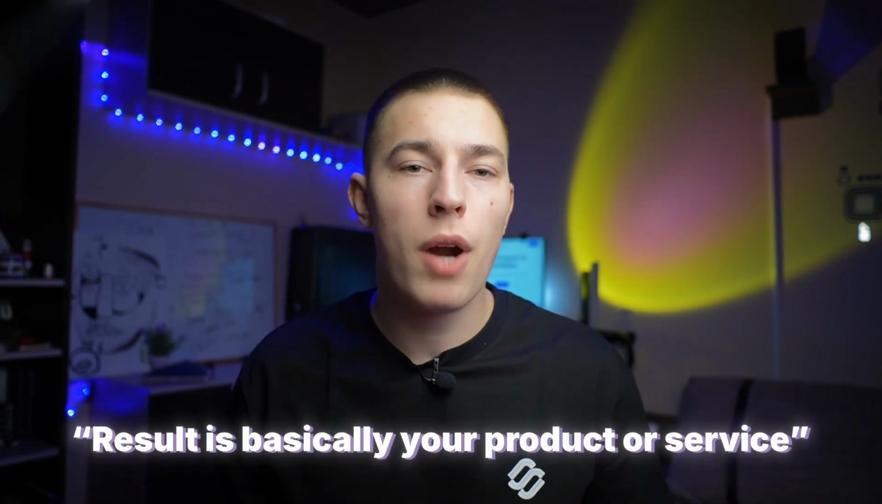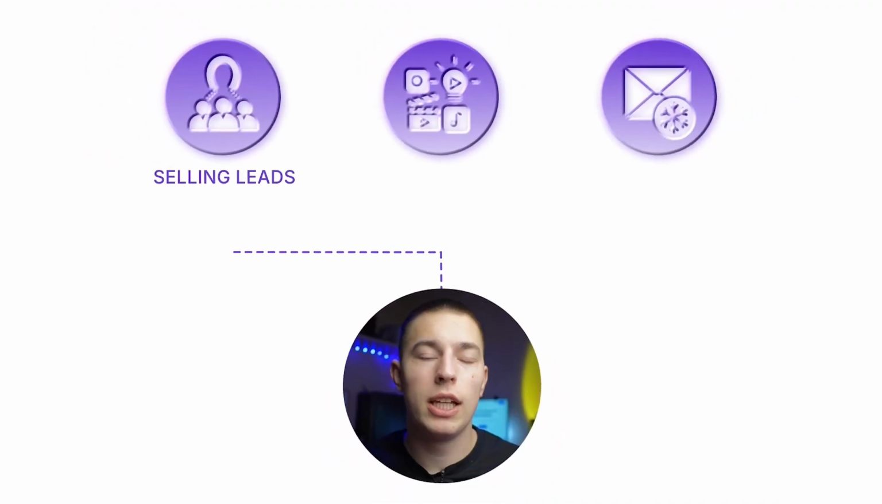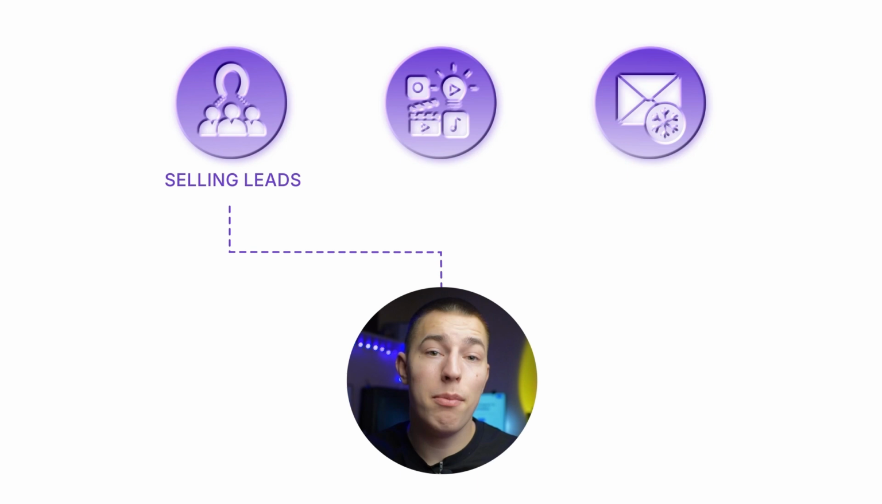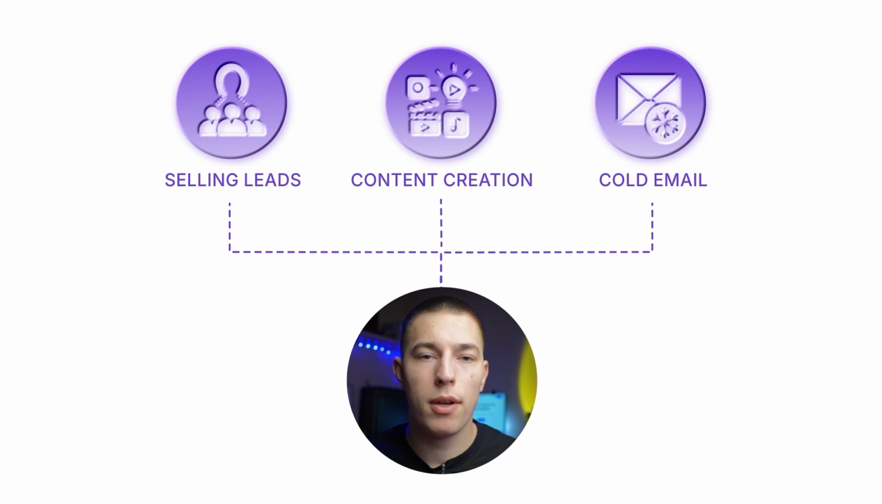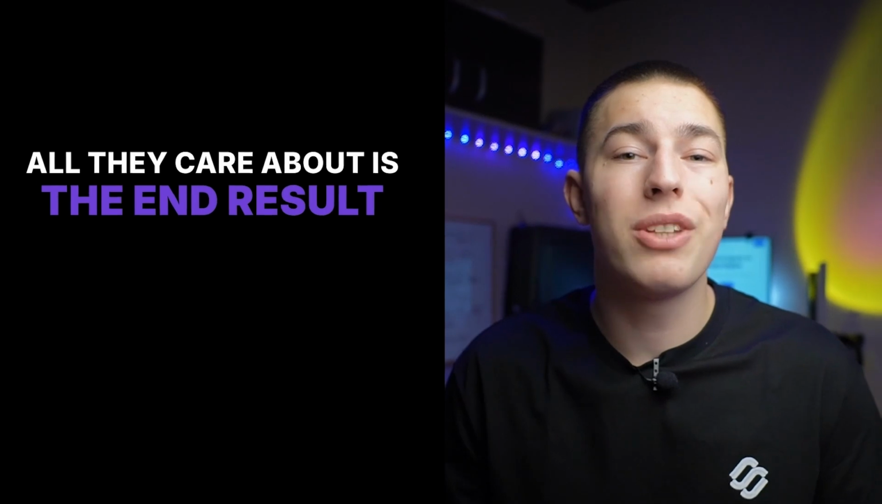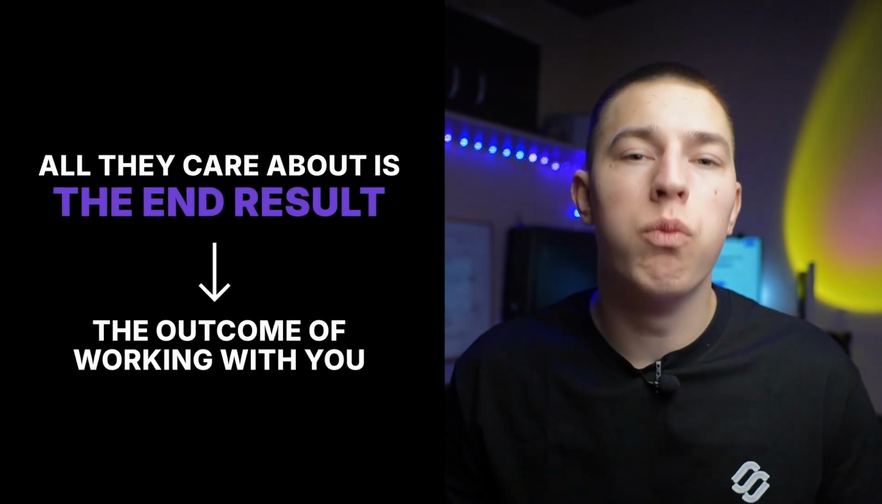Result is basically your product or service. Maybe you're selling leads, 5,000 of them. Maybe it's content creation services where you make 30 short form videos. Or maybe you're selling a cold email campaign setup. Whatever you're offering, it has to be super specific. The examples I gave you aren't specific enough. You have to understand that business people don't really care about what you do or how you'll get them some sort of result. All they care about is the end result, the outcome of working with you.